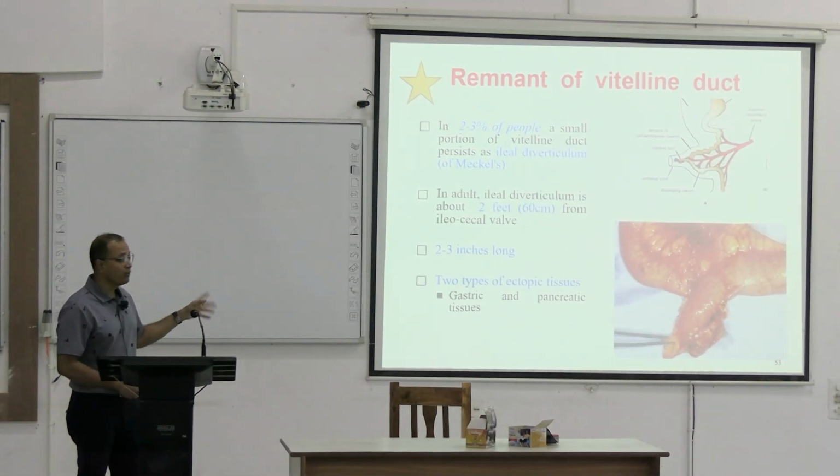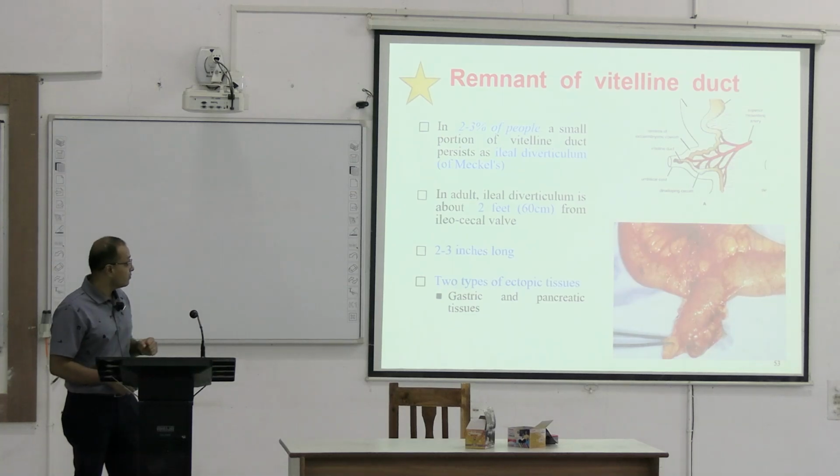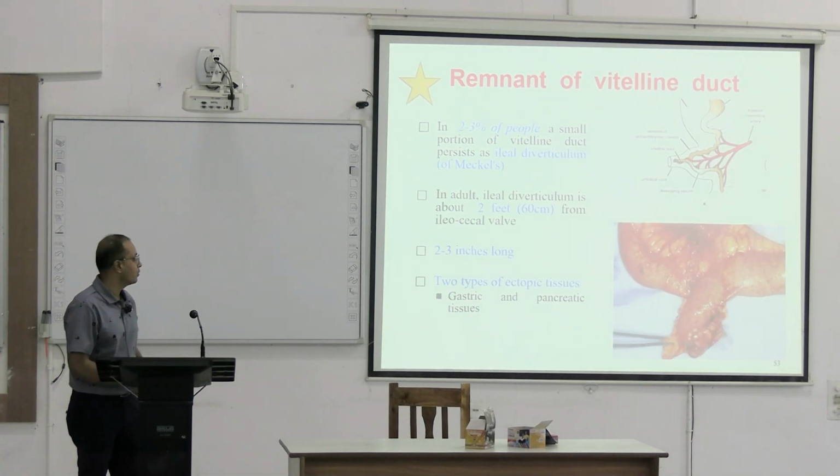So these are the few clinical problems related to developmental errors in the midgut loop that we have to keep in mind: omphalocele, ileal diverticulum and left-sided colon. I would recommend preparing these for your short notes and MCQs.